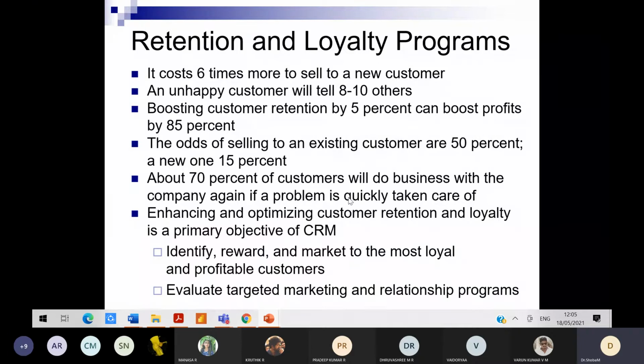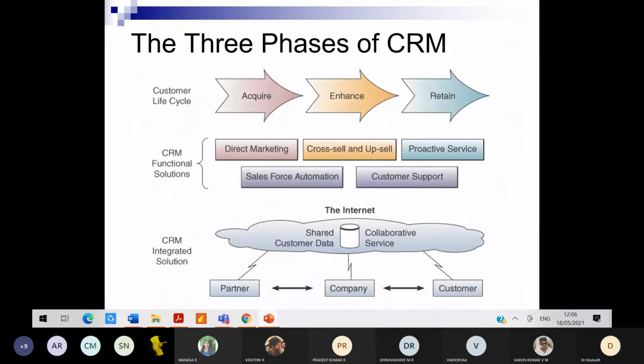About 70% of customers will do business with the company again if a problem is quickly taken care of, right? So how quick the response was, how attentive the respondent was to our problems or queries, that is more important. Enhancing and optimizing customer retention and loyalty is the primary objective of customer relationship management. So this is important. Enhancing and optimizing what? Customer retention and loyalty. Okay. And we identify, reward, and market to the most loyal and profitable customers, and evaluate targeted marketing and relationship programs.